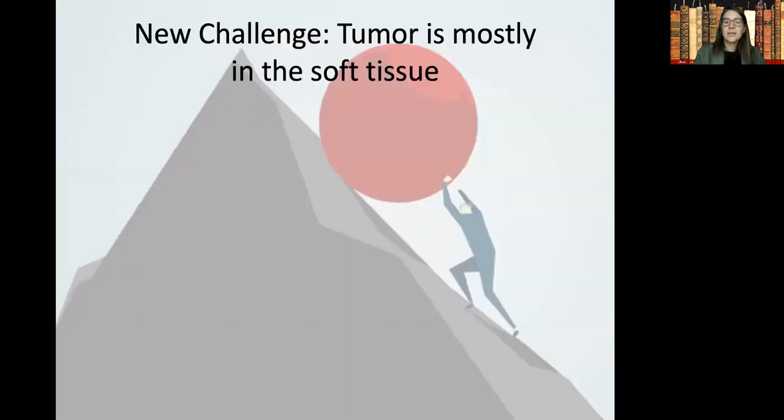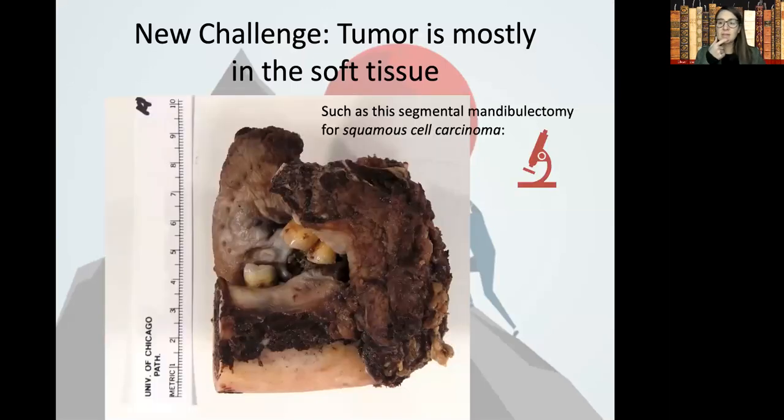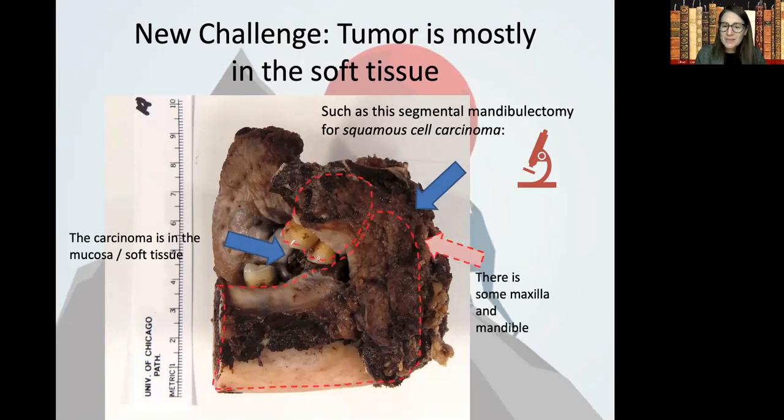The next challenge is tumor that is mostly present in the soft tissue, such as in this segmental mandibulectomy for squamous cell carcinoma. So we have the histologic diagnosis. The carcinoma is predominantly in the mucosa and soft tissue, as determined by visualization, palpation, and of course, radiology. But we do notice that we have a little bit of maxilla up at the top, and certainly a core of mandible at the bottom. So we can see maxillary molars up here, presumably with some maxillary bone above it, and then a mandibular molar with a large core of mandible bone.